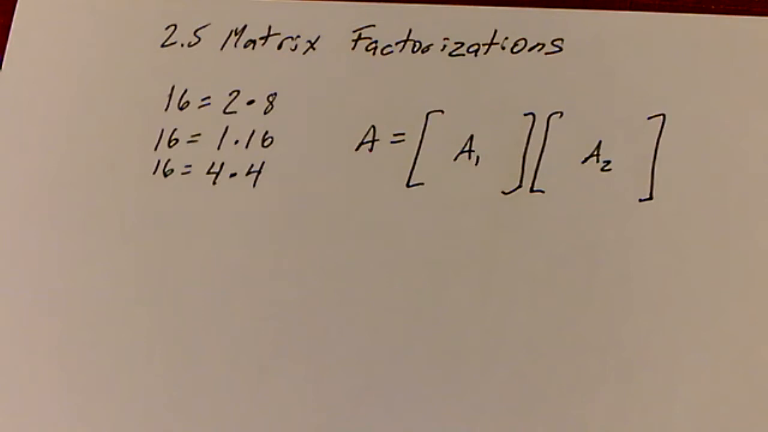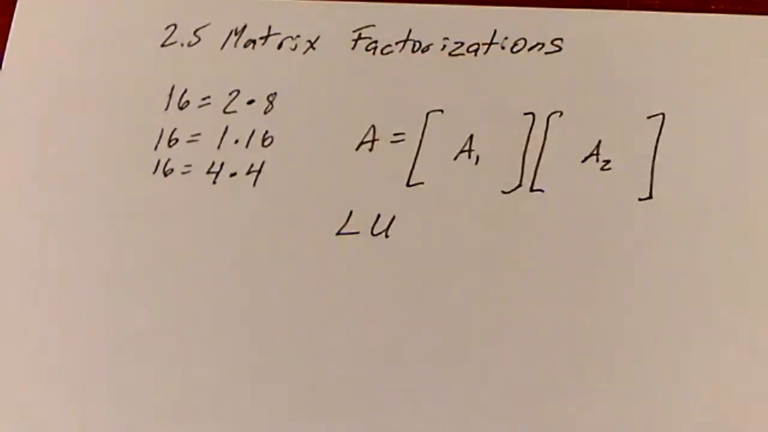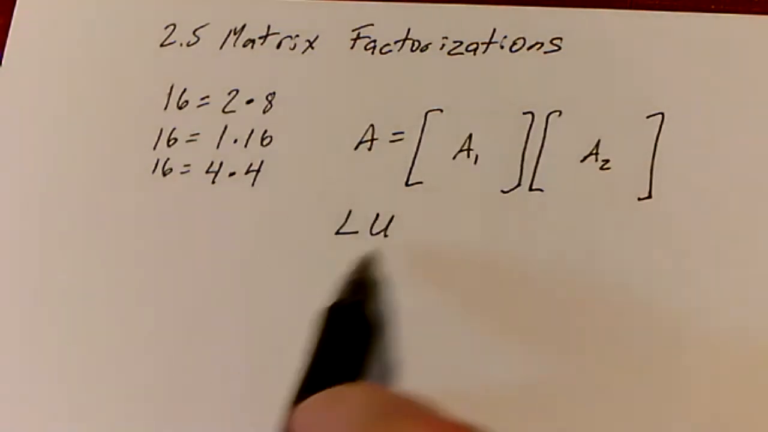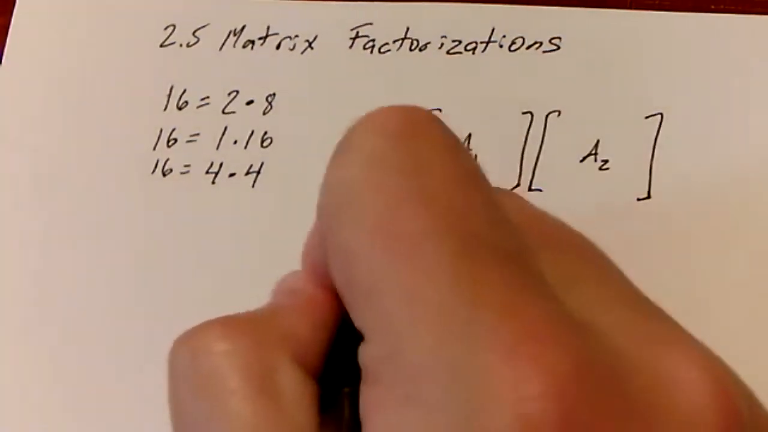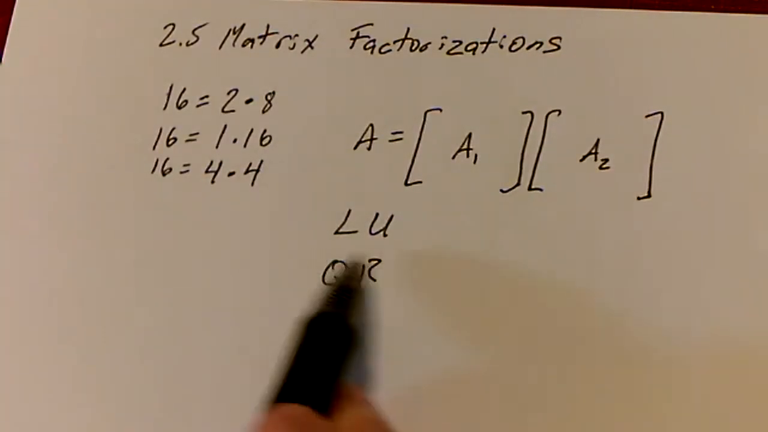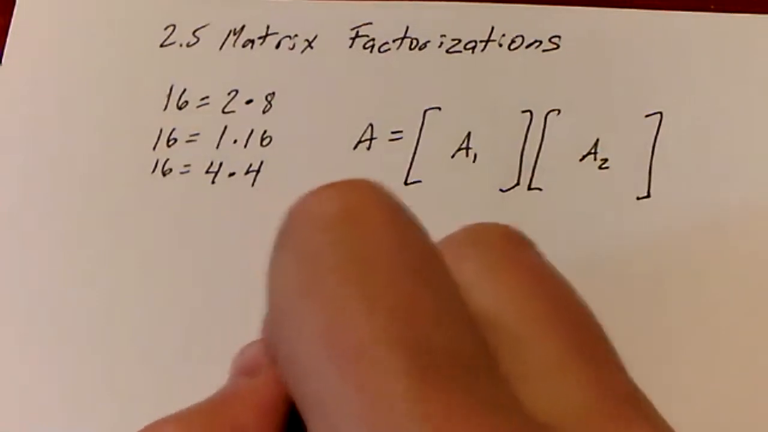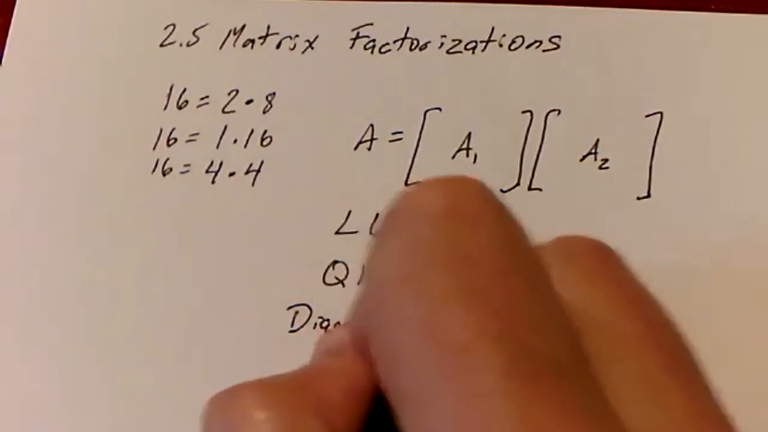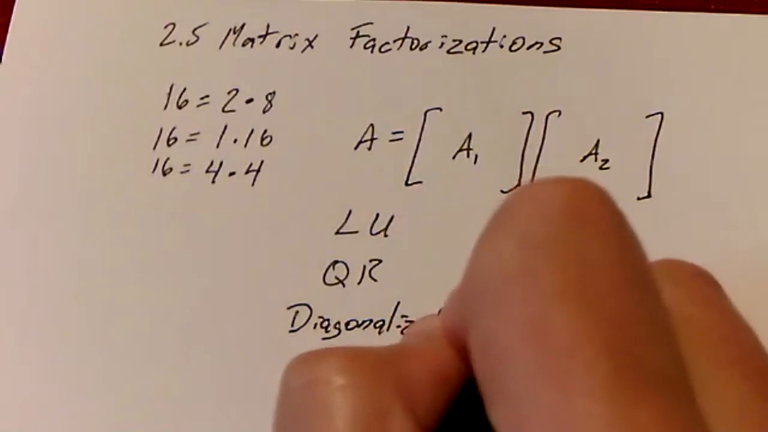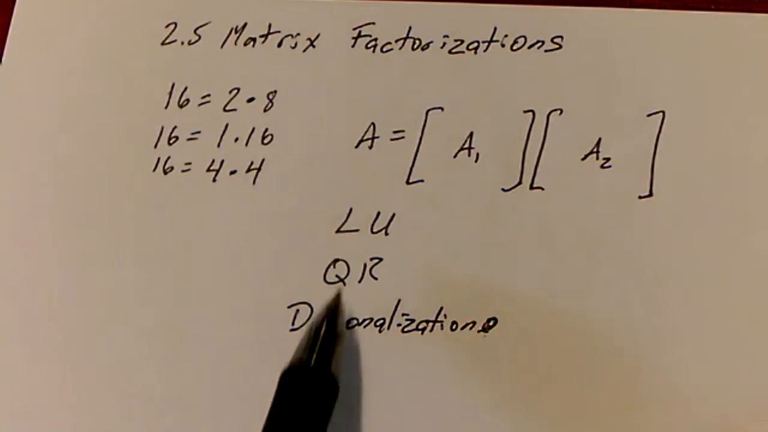Now, there are a few different methods for factorization. The 2 most common methods are LU factorization, which is actually what we're going to spend most of the time on in this chapter, and QR factorization. We will talk about QR factorization much later in the semester, in chapters 5 and 6. There's also another factorization called diagonalization. Those are our 3.